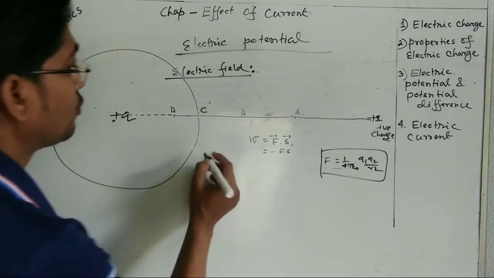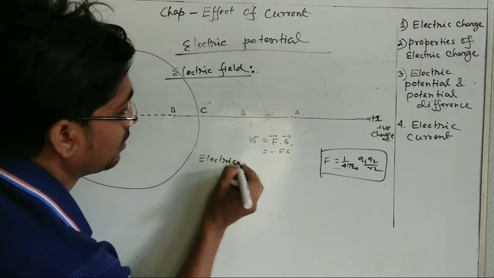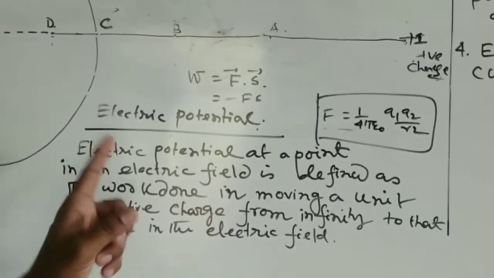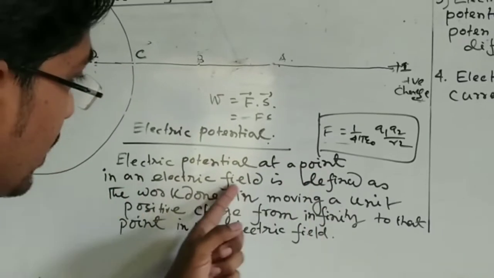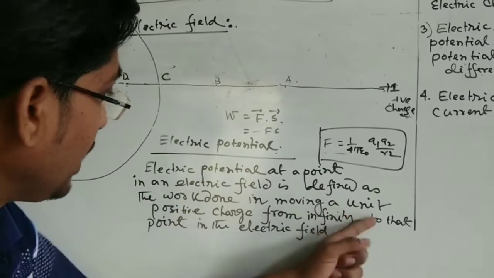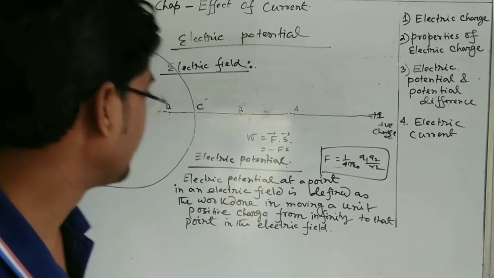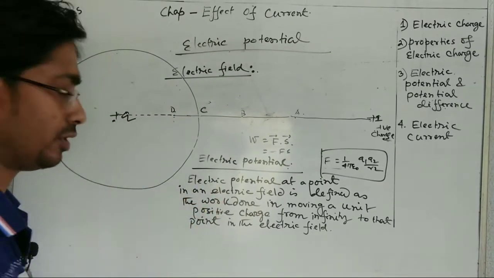So that is actually known as the electric potential. Electric potential, it is the definition. Electric potential at a point in an electric field is defined as work done in moving a unit positive charge from infinity to that point in the electric field. Symbolically we want to represent it.